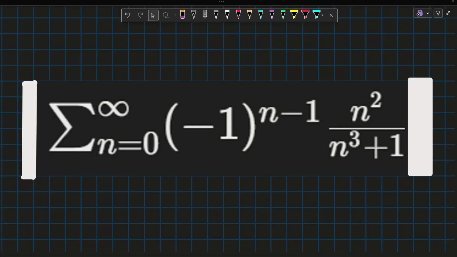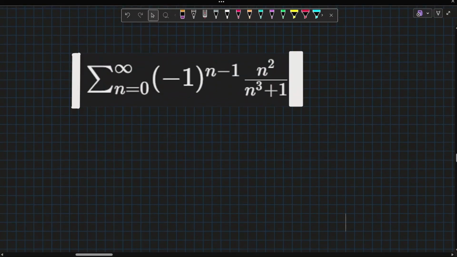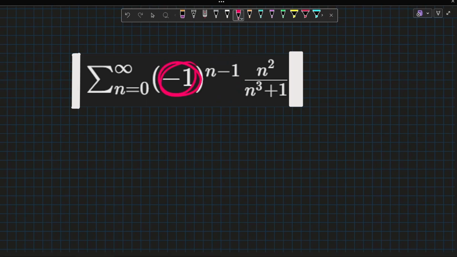Alright, so here we have a sequence, and we want to know if it converges or diverges. Whenever you see this term here, this tells you that you have an alternating series. This -1 to the power of anything. Wherever you see an alternating series, you know that the only thing you can do is the alternating series test.